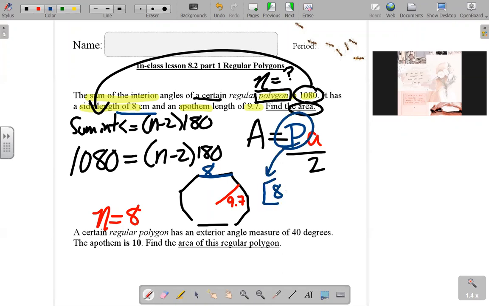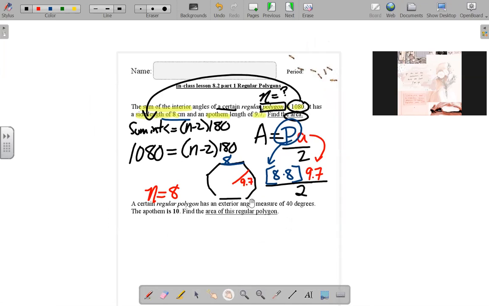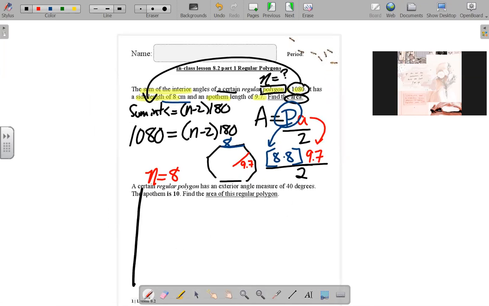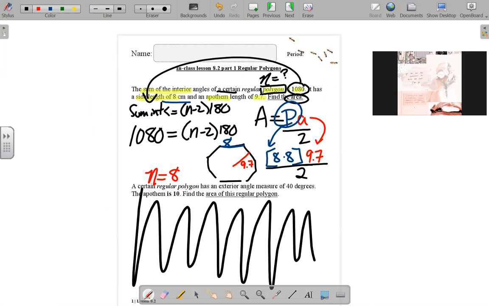We have 8 sides times 8 units each, times our apothem, 9.7 over 2. Go. After this, guys, go back to page 2. You can skip this second problem. Text me your answers. You guys check in with each other.